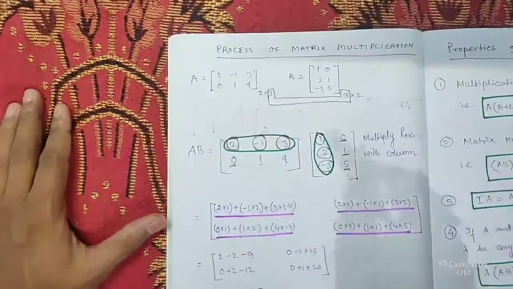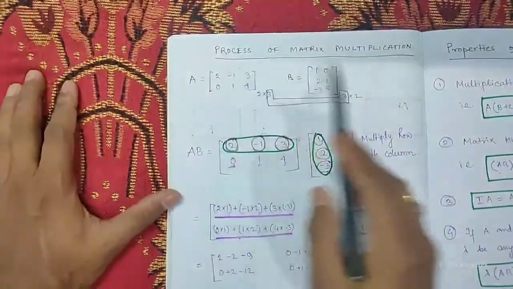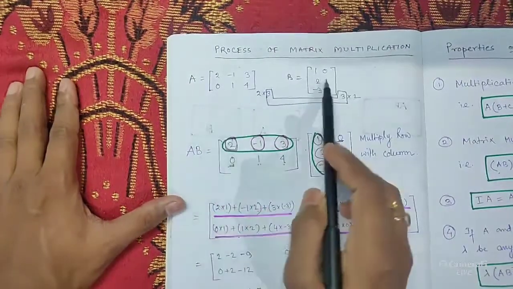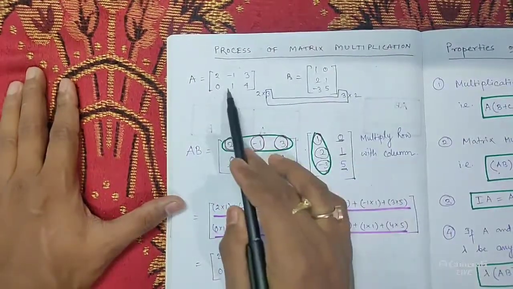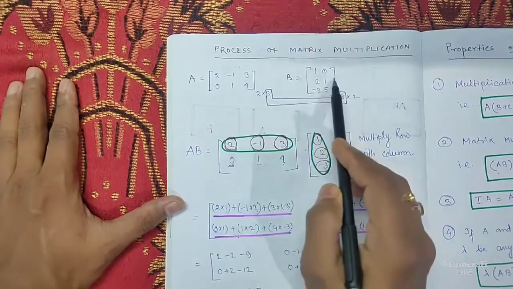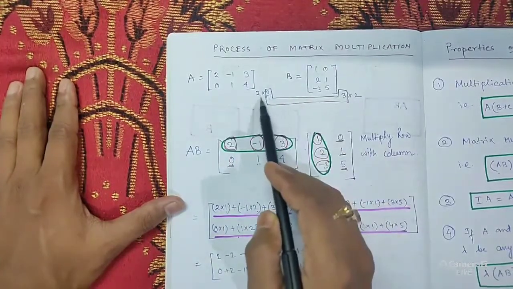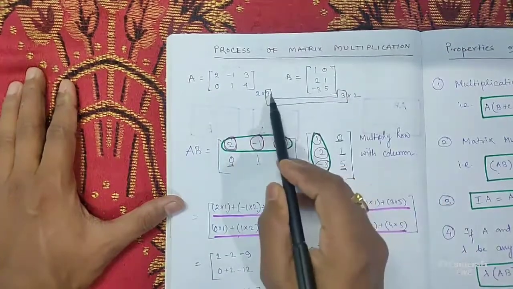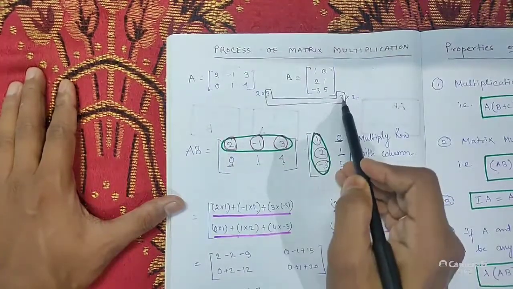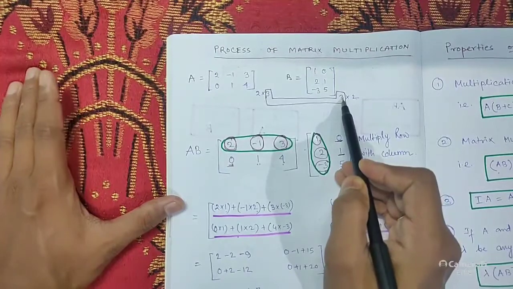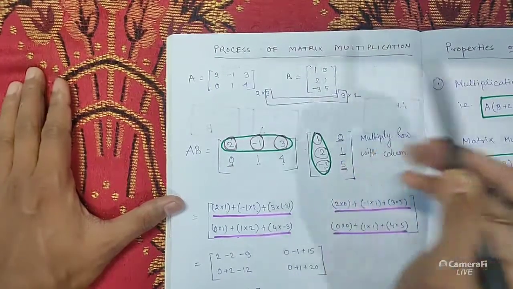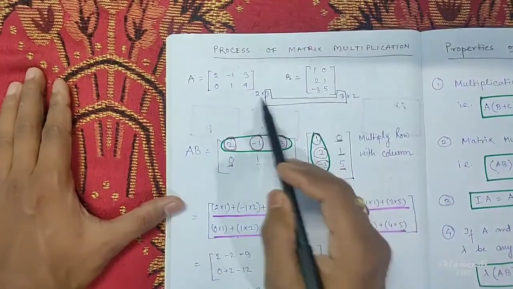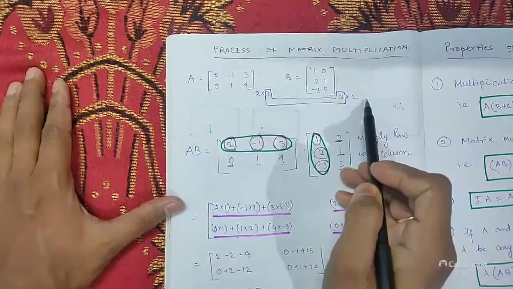Now the process of multiplication. How do you multiply? See, we have taken these two examples. A equals this, B equals this. First check the order. This is 2 by 3, this is 3 by 2. So the number of columns is equal to the number of rows, so multiplication is possible. And what will be the order of the resultant matrix? 2 by 2.